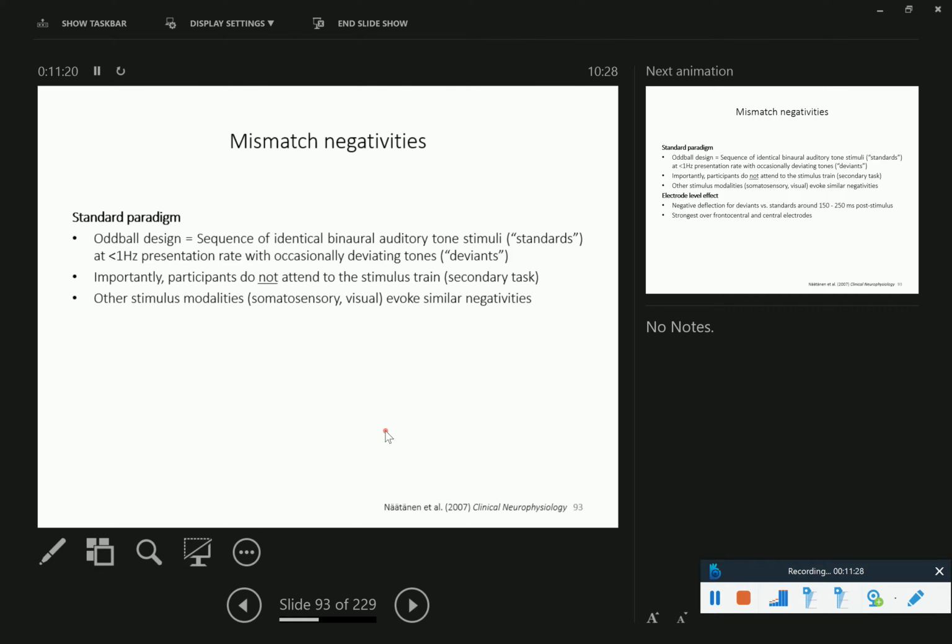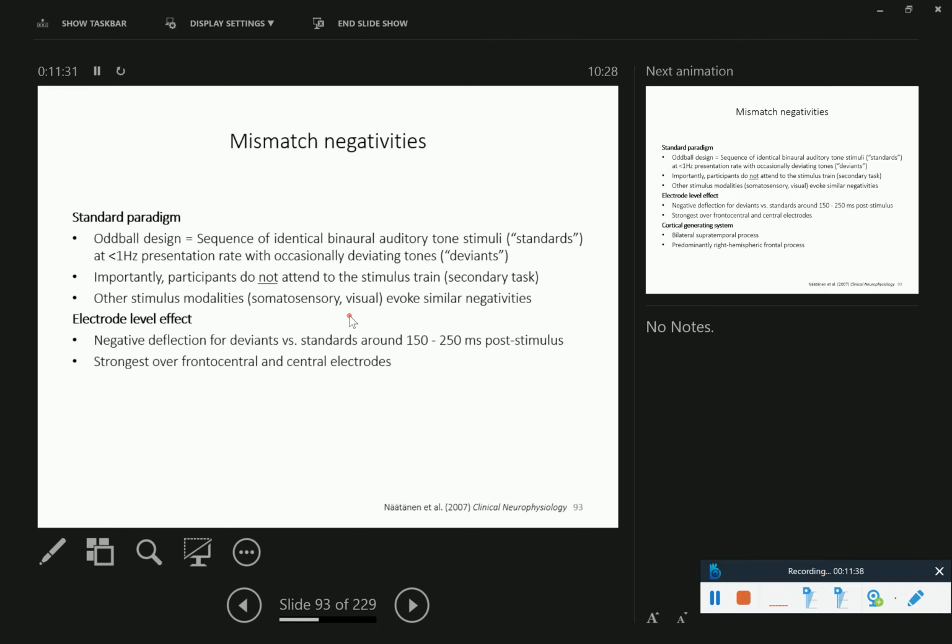And although the standard paradigm is the auditory, I told you before that somatosensory and visual domains also evoke similar things. The typical electrode level effect that one is interested in is a negative deflection for deviants versus standards. So it's about this comparison of a deviant versus a standard, being defined, of course, by the context, the standard, by the fact that it's coming up most of the time. And this negative deflection is around 150 to 250 milliseconds post stimulus.